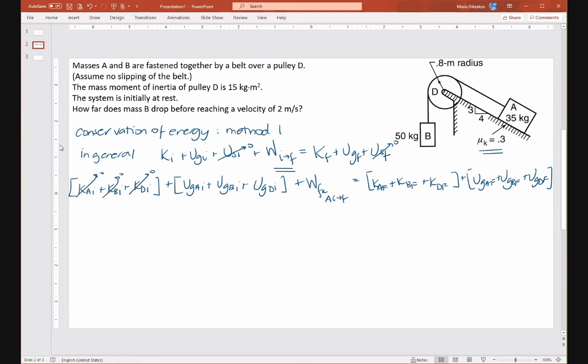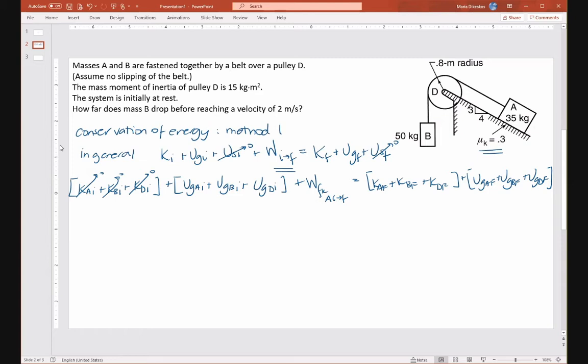Next, this is where this method is not as convenient as method 2. Why? Because in this particular case, we have to set a 0 reference for the gravitational potential energies in order for us to be able to solve them. And the 0 reference doesn't have to be the same for each object. So that's where, again, it becomes a little bit more complicated.